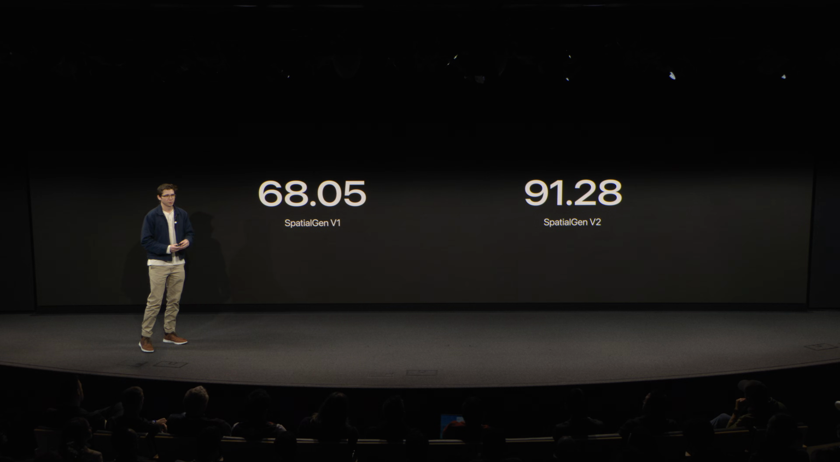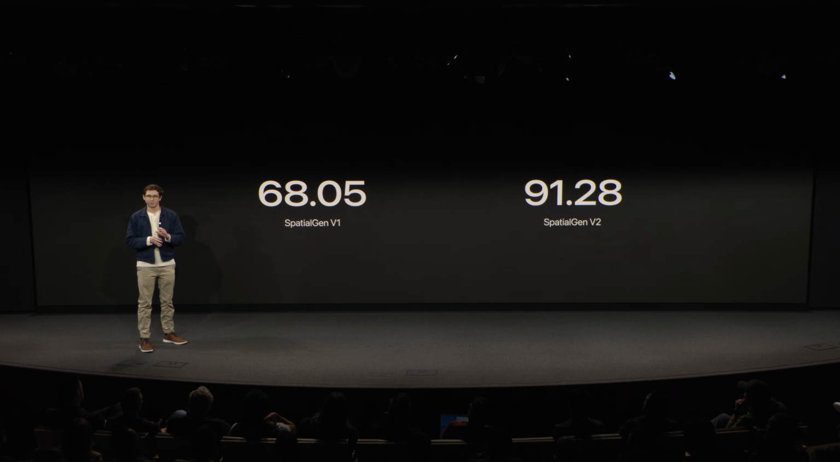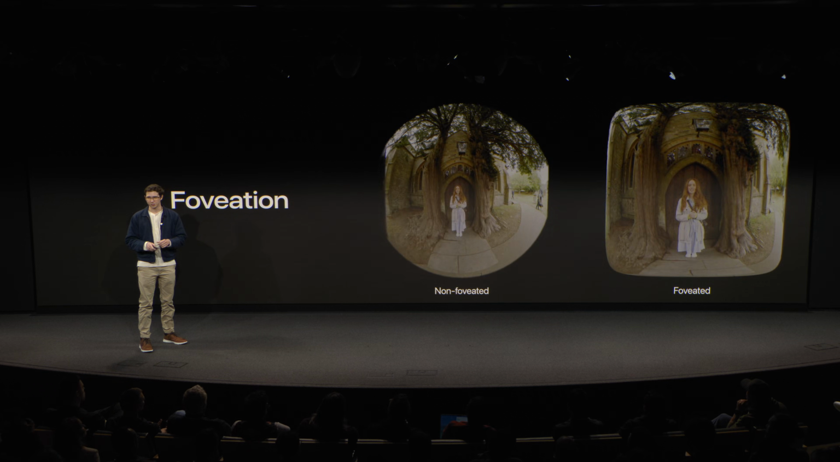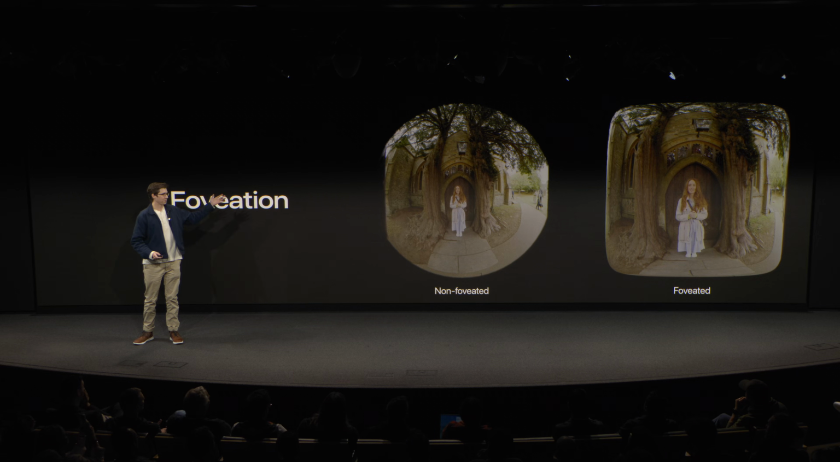For example, we went from a 68 with SpatialGen V1 to a 91 with SpatialGen V2, and this was at 30 megabits per second, a very low bit rate for Apple Immersive Video. We are also monitoring the latest releases around foveation, and these developments will be embedded into the platform. I'm sure you guys wanted an example.